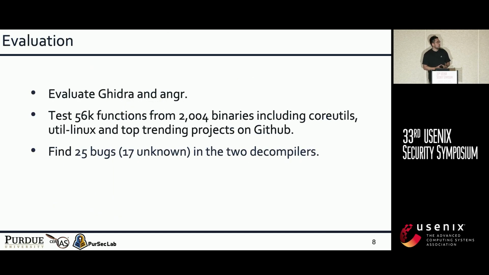Now let's take a look at the evaluation. We evaluate D-Helix on 2 popular decompilers, Ghidra and angr. We test 56 functions from different projects and find 25 bugs, in which 17 of them are unknown.